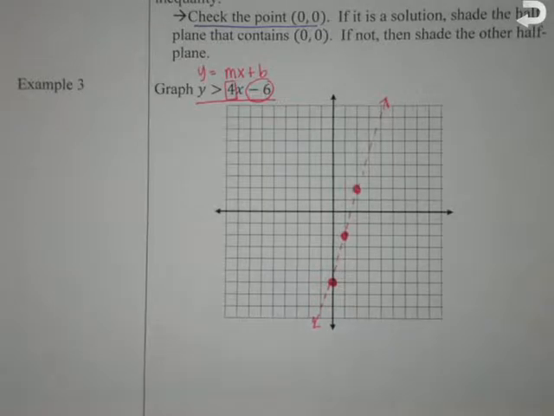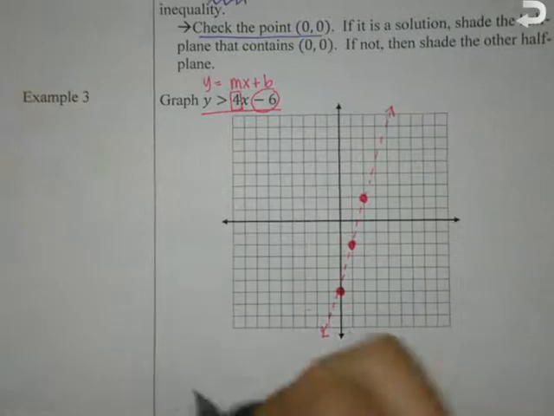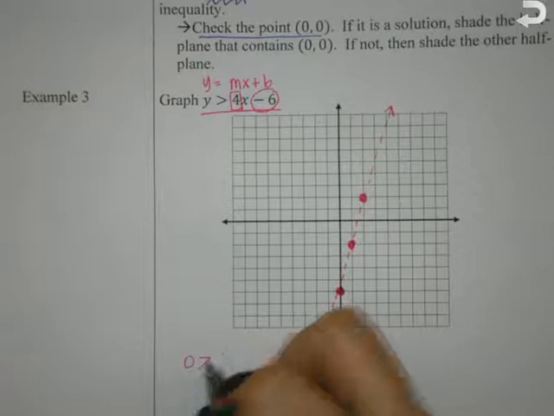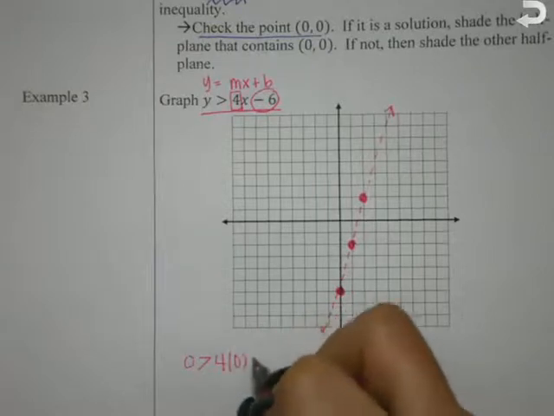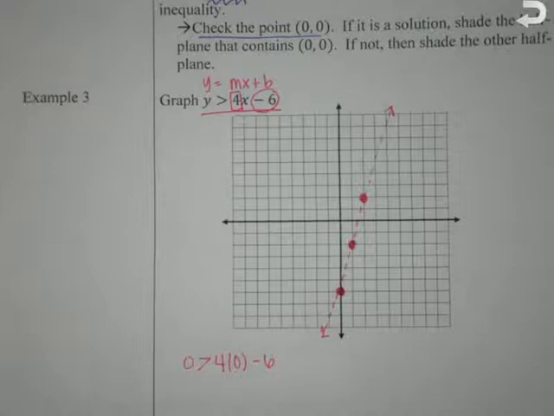Okay. So then the last part is we need to decide which half plane to shade, and we need to check the point what? 0, 0. So let's plug in 0, 0. Does anybody know why we plug in 0, 0? Because it's in the center. Any other reason? It's really easy to plug in.